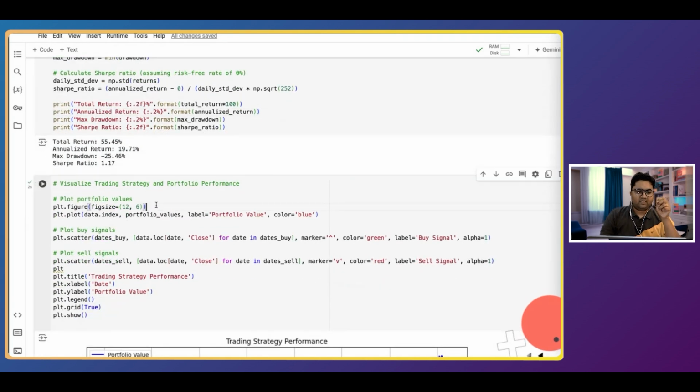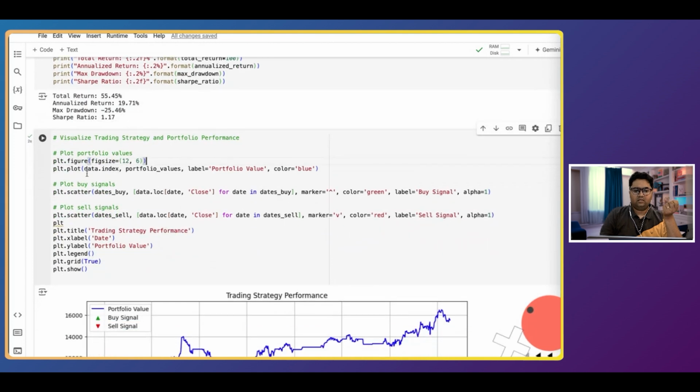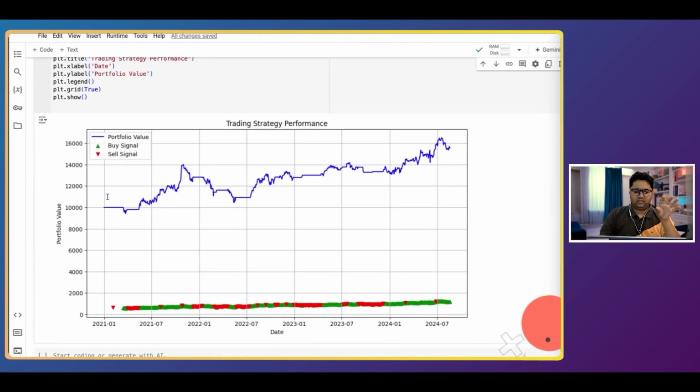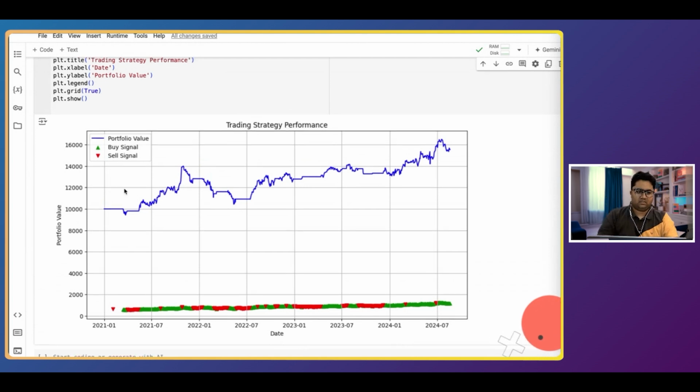Alright. Finally, what we are trying to show you is the trading strategy and the performance around it. So the plot portfolio values, plot scatters, etc. So this is how it looks. Now you are seeing literally a blur of lines here, which are green and red. These are actually buy signals and sell signals. Unfortunately for this strategy, too many signals are generated.